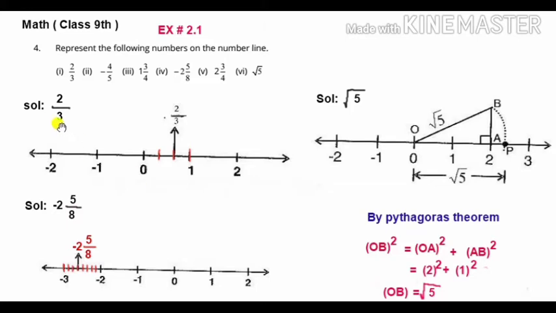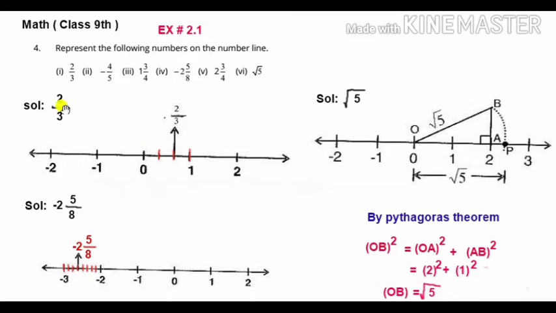This number is a proper rational number because the denominator is greater than the numerator. Denominator is 3. Make 3 equal parts of the length between 0 and 1. 1, 2, 3.